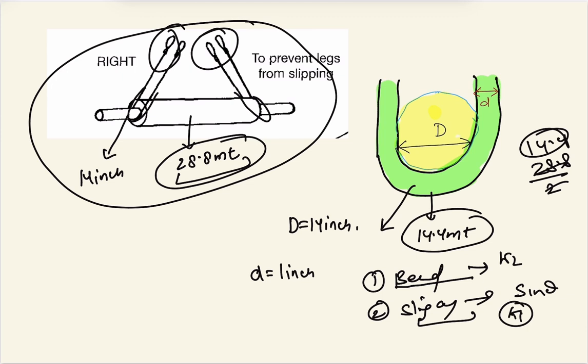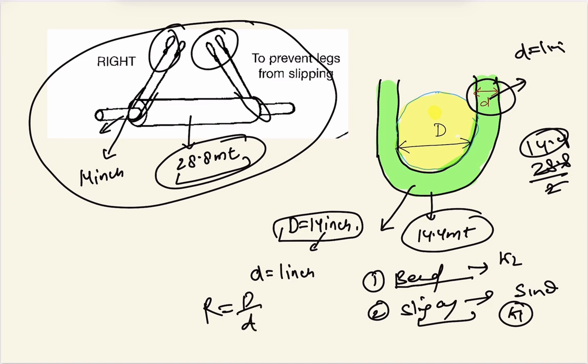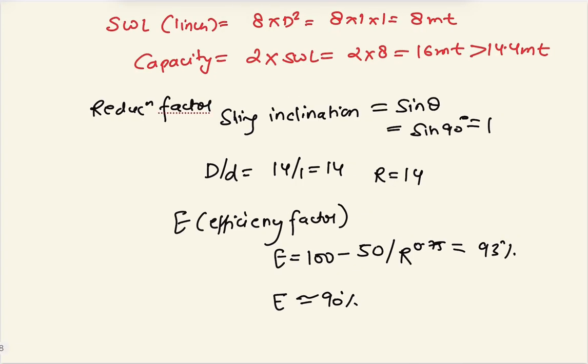Now capital D is equal to 14 inch, the diameter of the shaft around which the rope is being wrapped. We are lifting using a wire rope having small d equal to 1 inch diameter. The ratio R is equal to capital D by small d, that is 14 divided by 1, which is basically 14. It is clear. We have to calculate the correction factor for both bending as well as the angle.